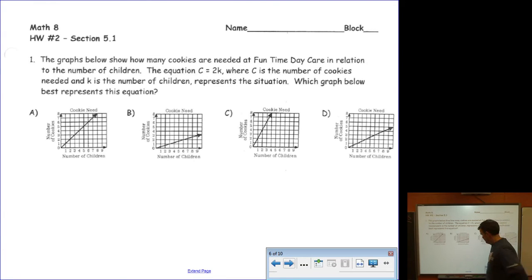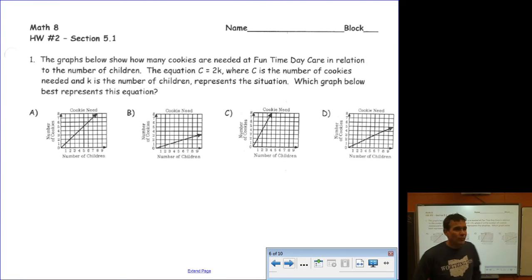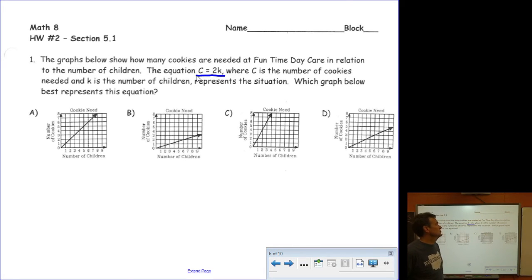All right, let me go through them. Number 1 says the graph below shows how many cookies are needed at the Fun Time Daycare Center in relation to the number of children. Here's the equation, C equals 2K, where C is the number of cookies needed and K is the number of children. Which graph below represents it?